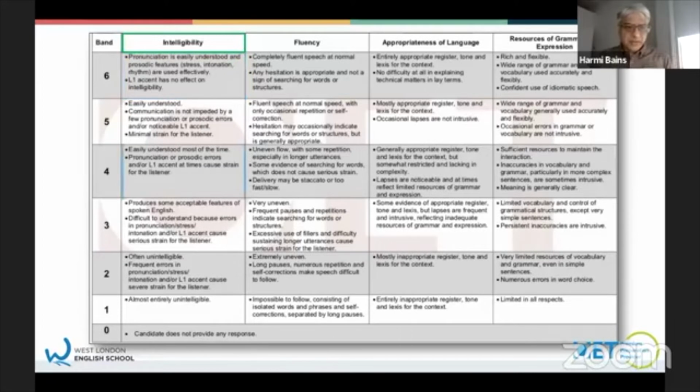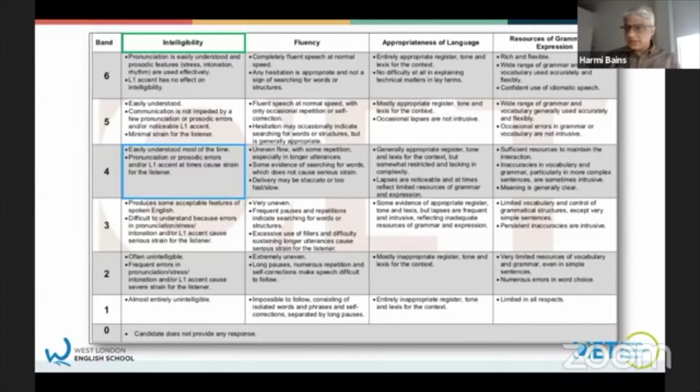Okay, if we just move down here, and if I move to band 4, it says easily understood most of the time. Pronunciation or prosodic errors. Remember, prosodic, it's just things like stress, intonation, your pace. So pronunciation or prosodic errors and accent at times cause strain for the listener.